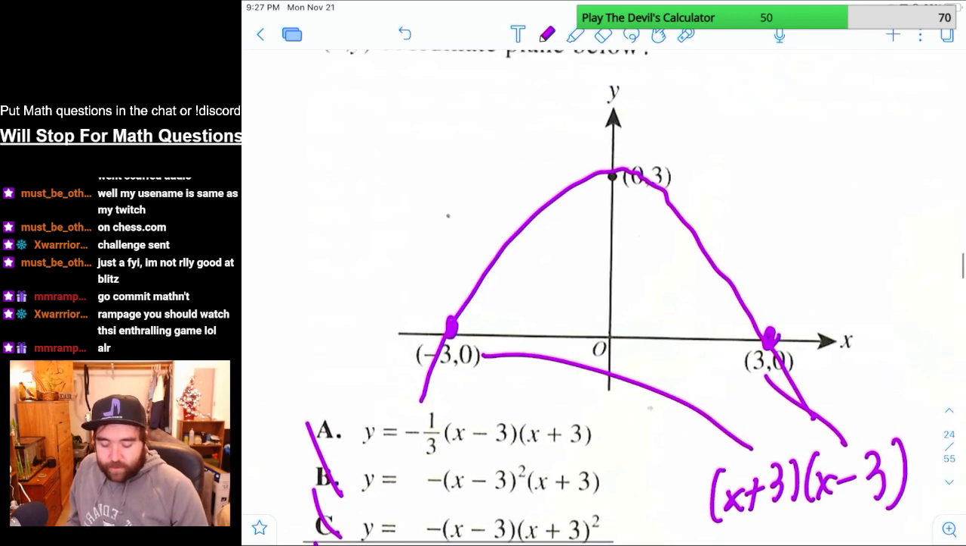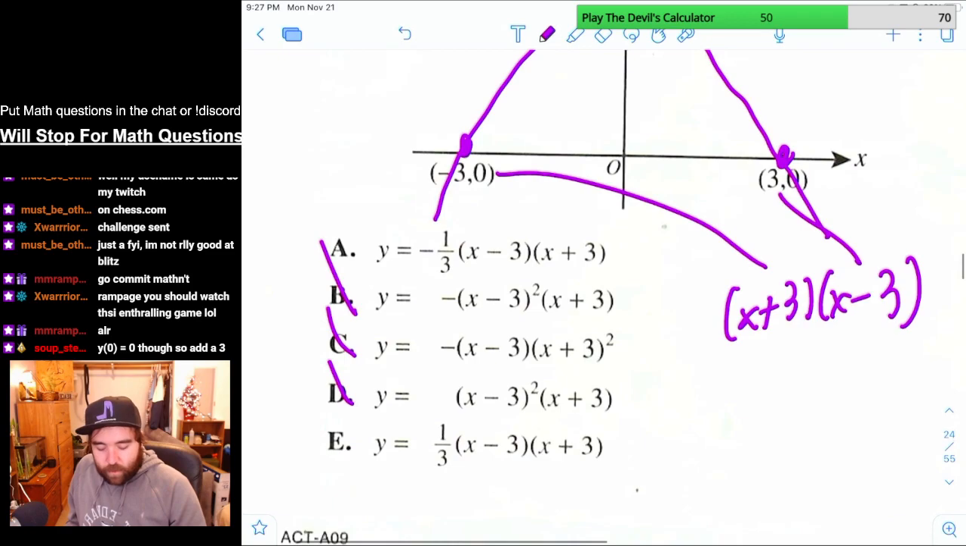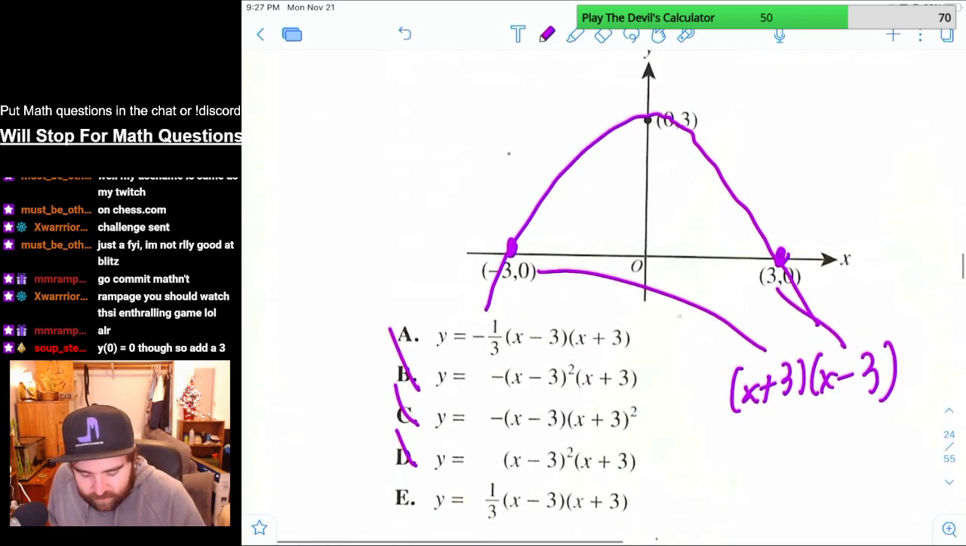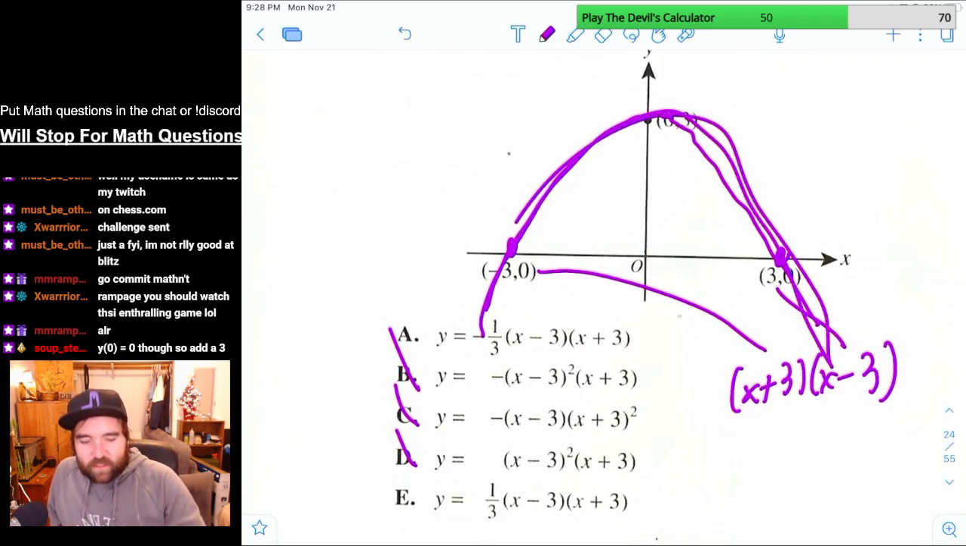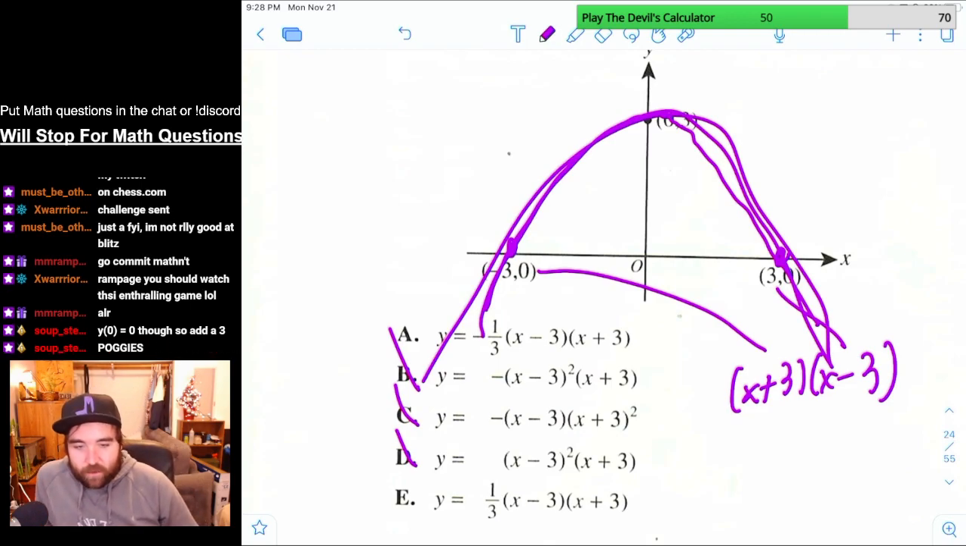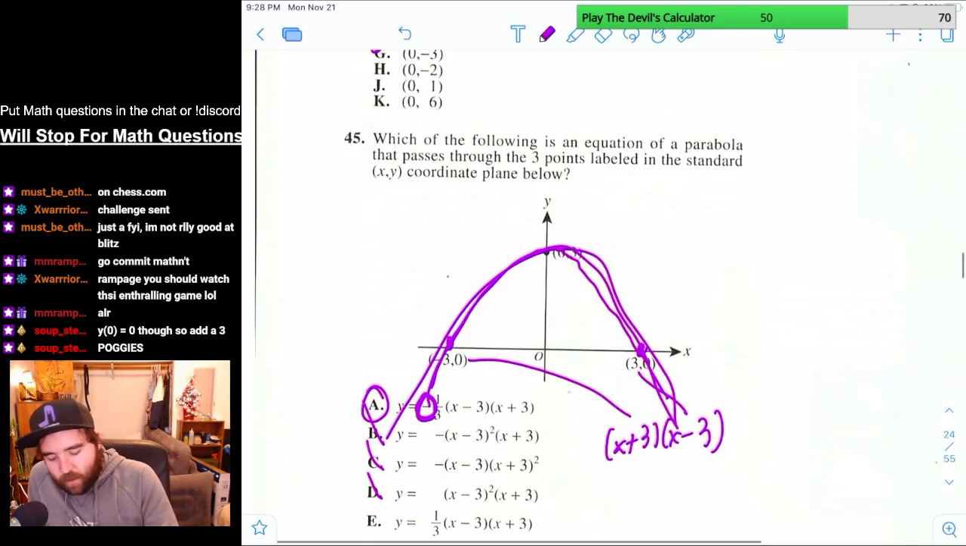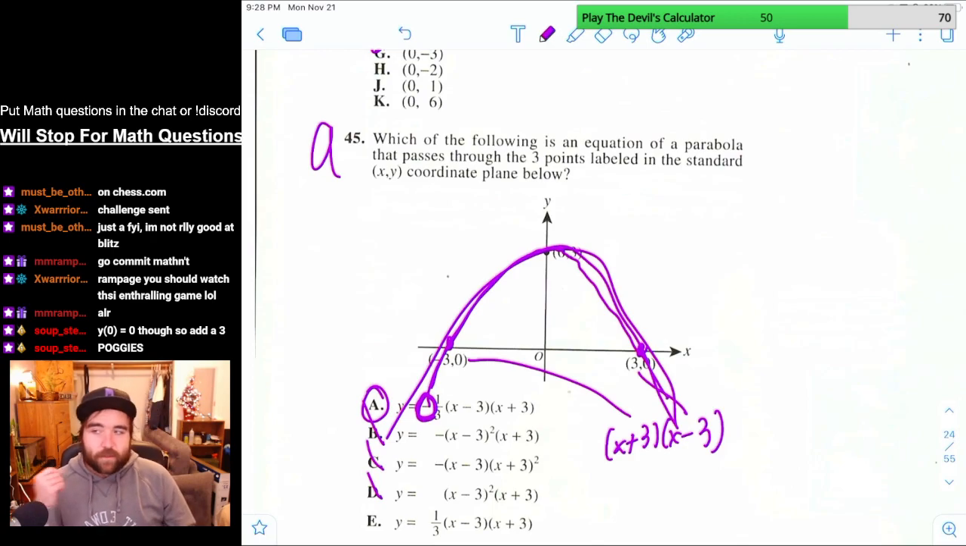They're squared. So the next thing is how do you get the 0, 3? Well, actually, no. The next thing is see how it's an upside-down parabola. If it's an upside-down parabola, that means it's negative. So you choose the negative one here at A. So I just look at the x-intercepts and I just look at the sign.